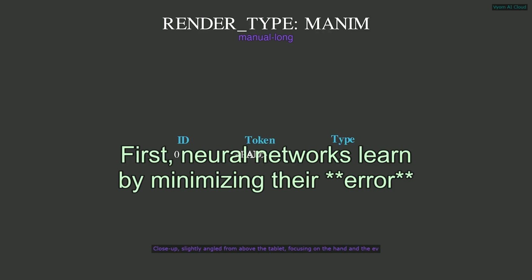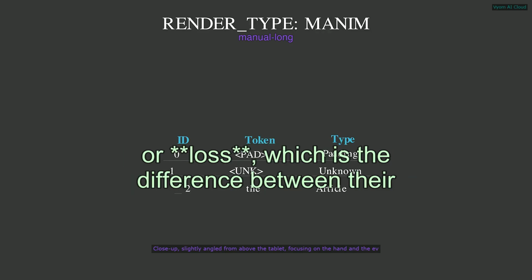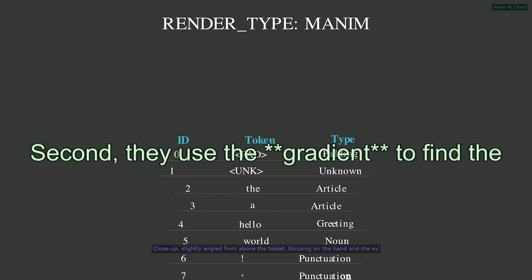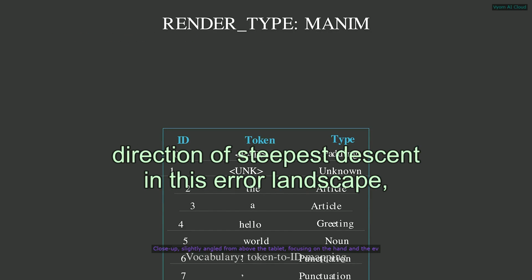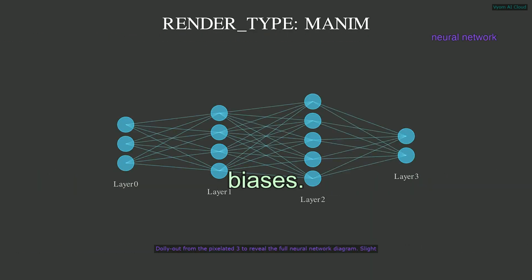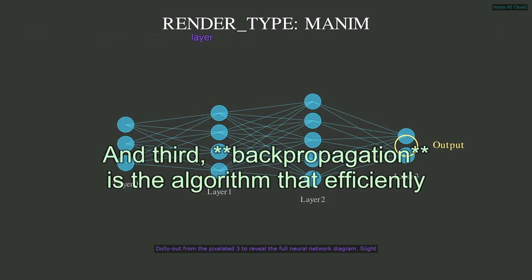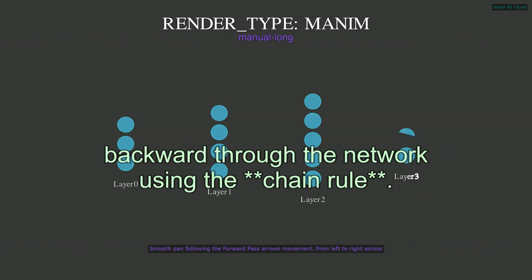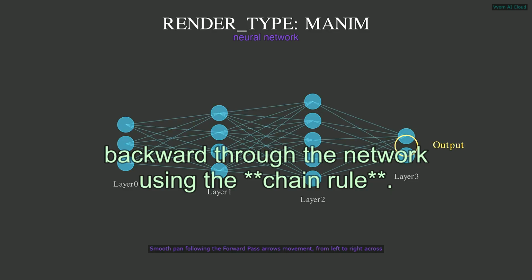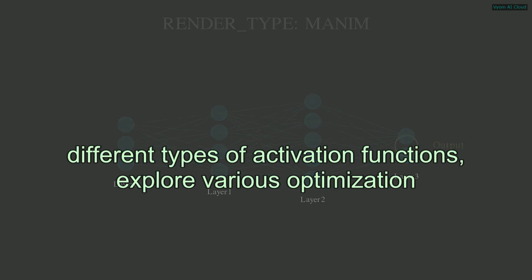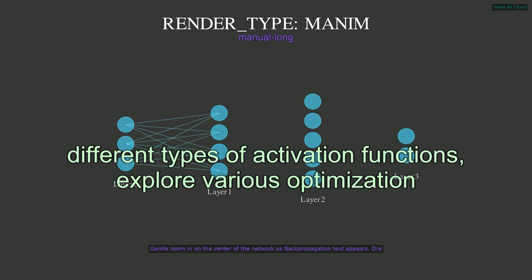First, neural networks learn by minimizing their error or loss, which is the difference between their prediction and the correct answer. Second, they use the gradient to find the direction of steepest descent in this error landscape, telling them how to adjust their weights and biases. And third, backpropagation is the algorithm that efficiently calculates these gradients by propagating the error signal backward through the network using the chain rule.